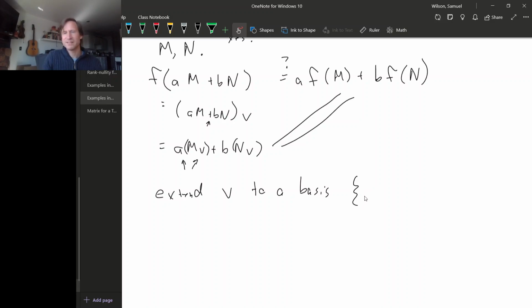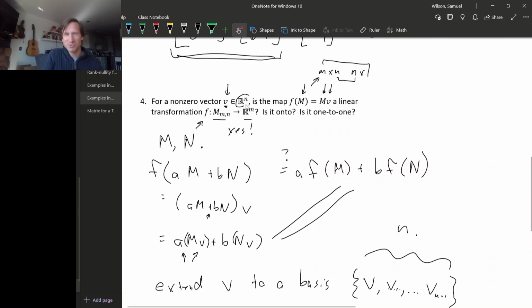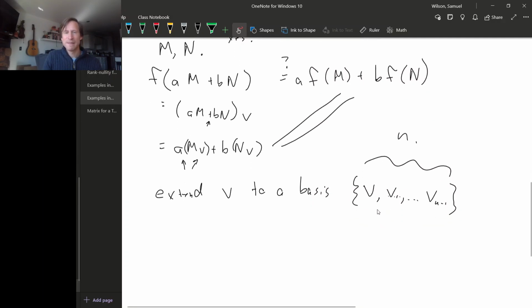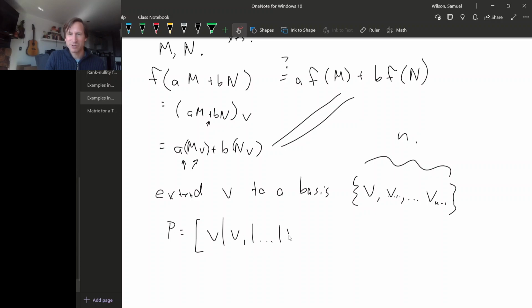So say our basis is v1 through vn. Turns out we're going to need n, right? So there are n vectors total, which there has to be because, remember, we're writing a basis for Rn. Okay, now let's define a matrix P by stuffing all of these vectors into a matrix in the way that we're used to doing.